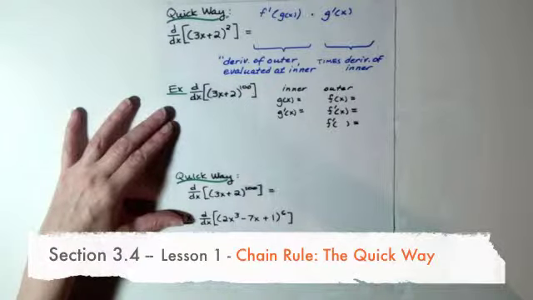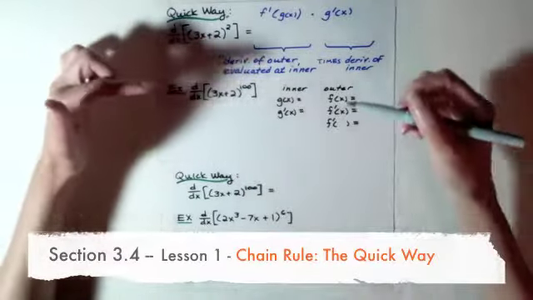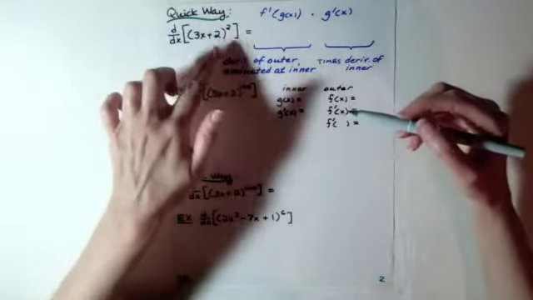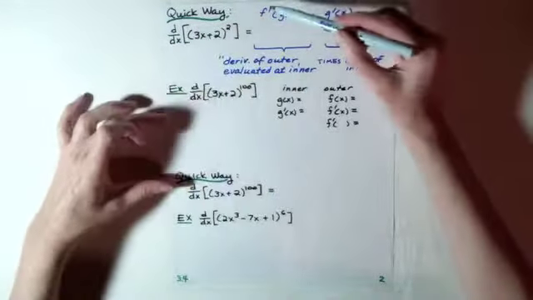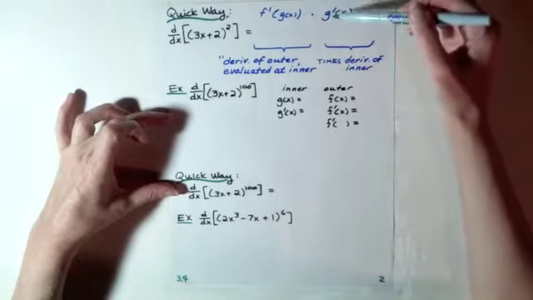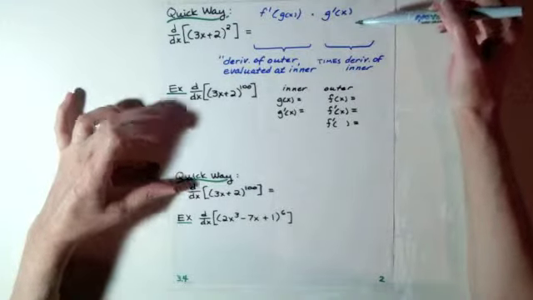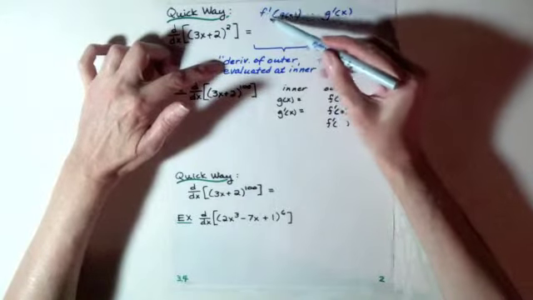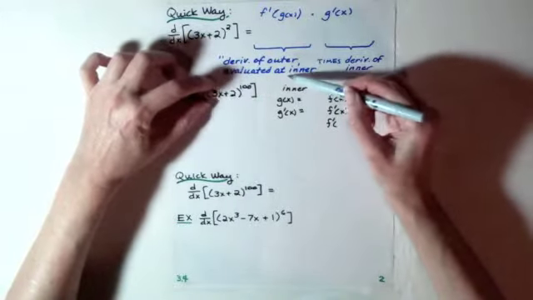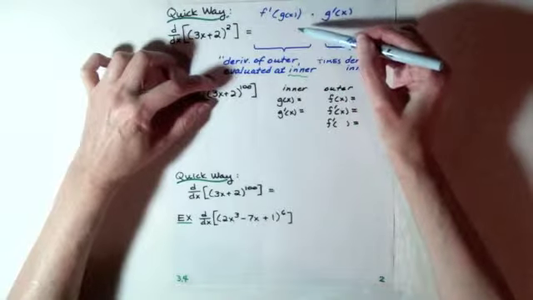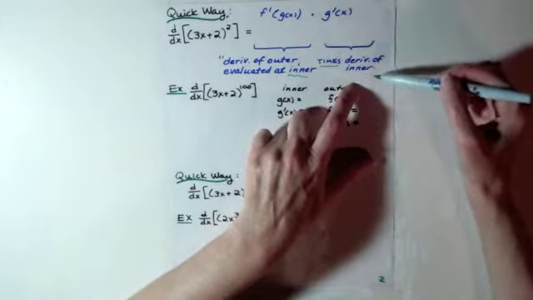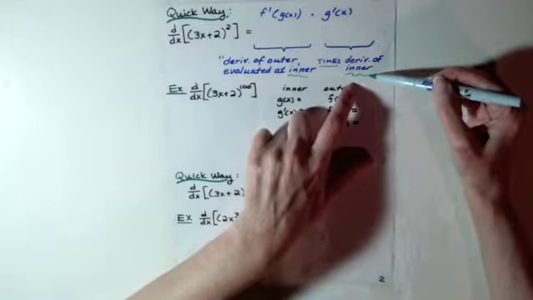So what we do when we want to do it the quick way is we think of the words that go along with the chain rule. The derivative of the composite function is supposed to be f prime of g of x times g prime of x. Well, what is that? That's the derivative of our outer function evaluated at the inner function g of x, and then we multiply by the derivative of the inner function.